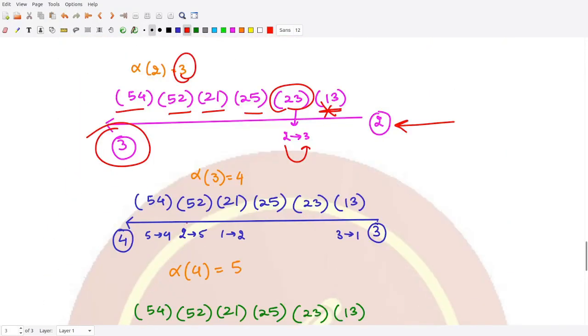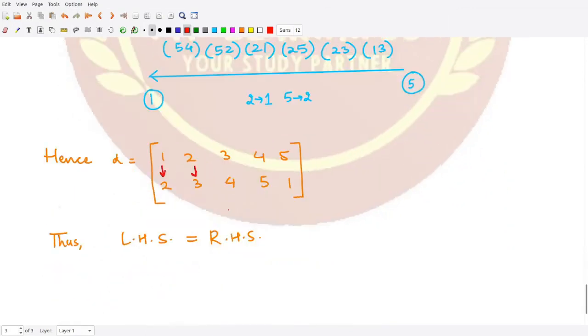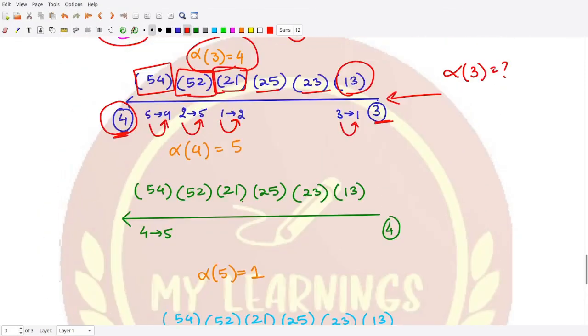For the next one, we want to check what alpha of 3 is. So we input 3 here. The first cycle shifts this 3 to 1. There is no 1 in the next ones. Here there is 1, and this 1 is sent to 2. Then we look at this 2. This 2 is sent to 5, and here there is also 5. This 5 moves to 4. So 4 is your final answer. That means 3 maps to 4, so alpha of 3 is 4.